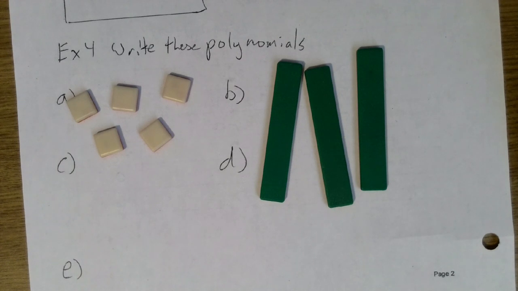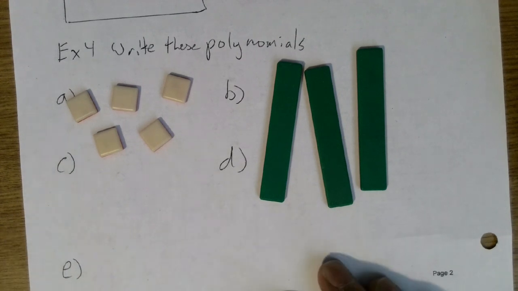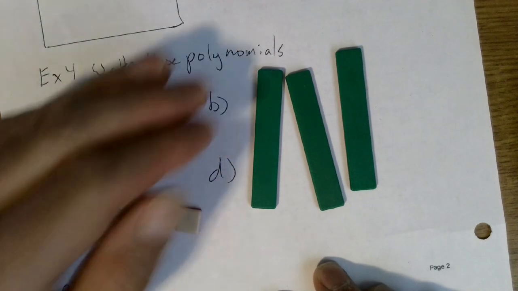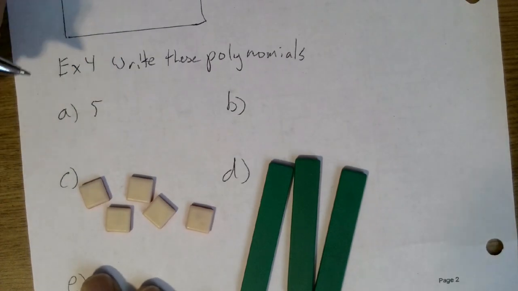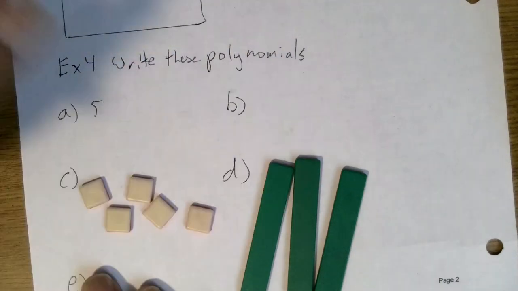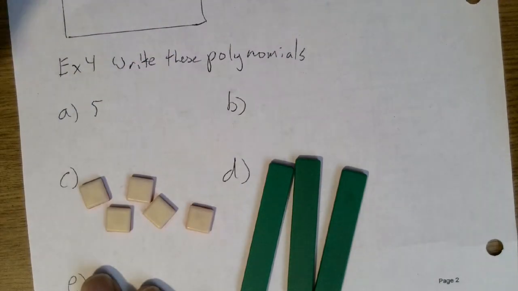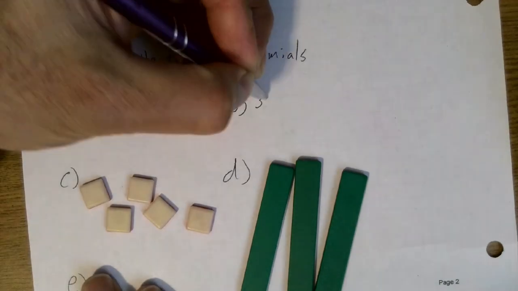And actually, you know what? If you want to pause it while you're doing that, I'll write those down right away. No point in waiting all the way until the end. So A was 5 ones, so it was just 5. B, we had 3 green French fries, or 3 x's, so it's just 3x.